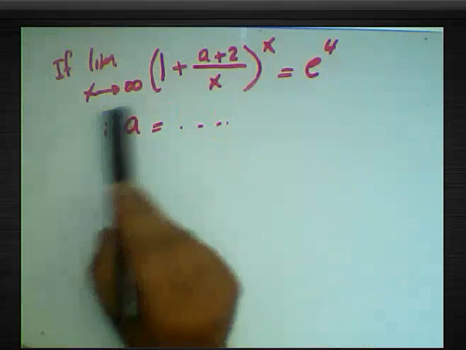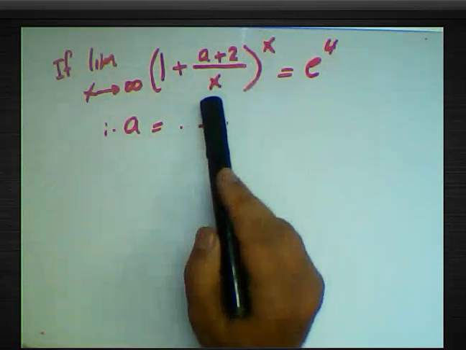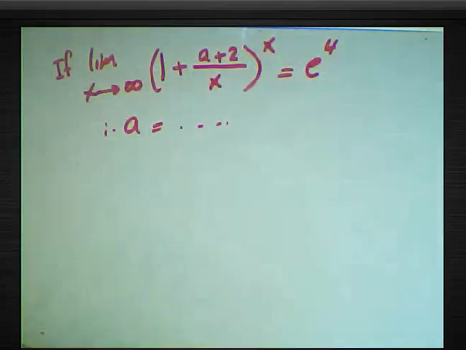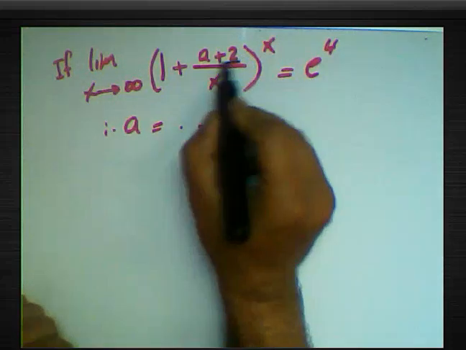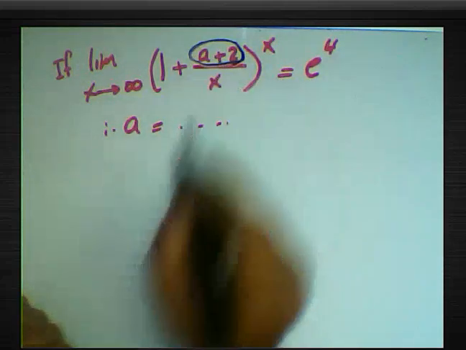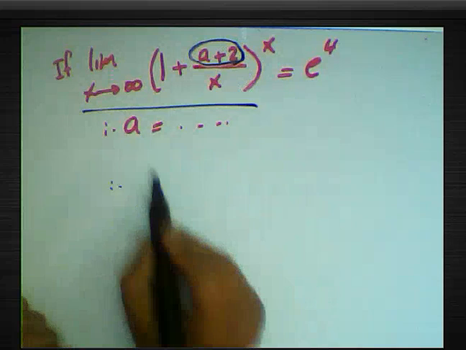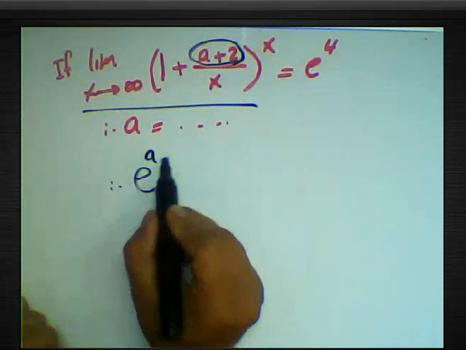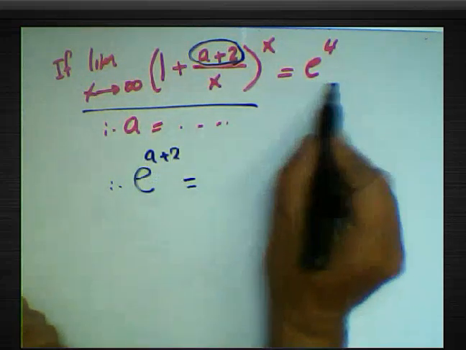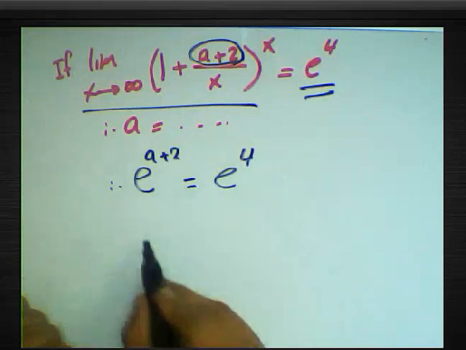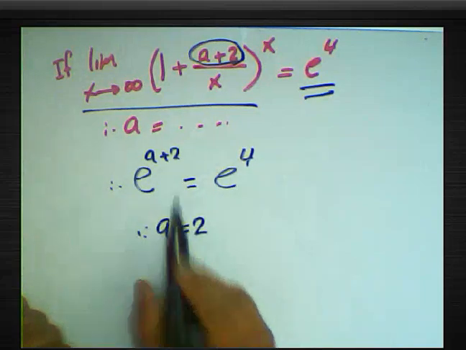Limit as x approaches infinity of (1 plus (a plus 2) over x) all power x equals e power 4. We know the result here will be e power this expression. Then the result of this limit will be e power (a plus 2). It tells us the result will be e power 4. Then a will be equal to 2, because 2 plus 2 equals 4.